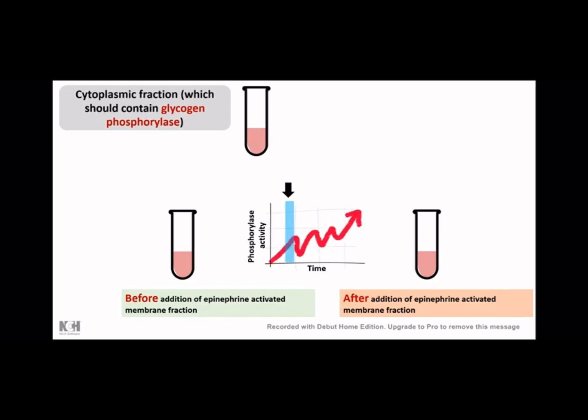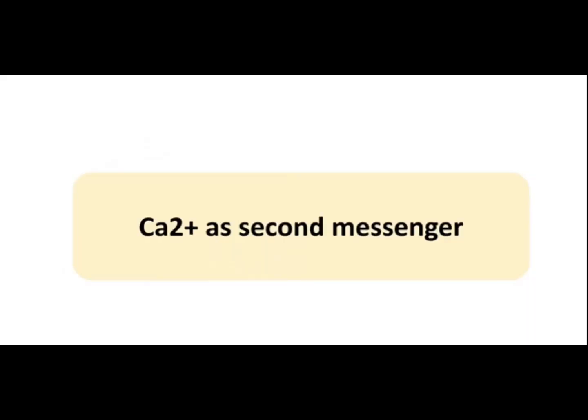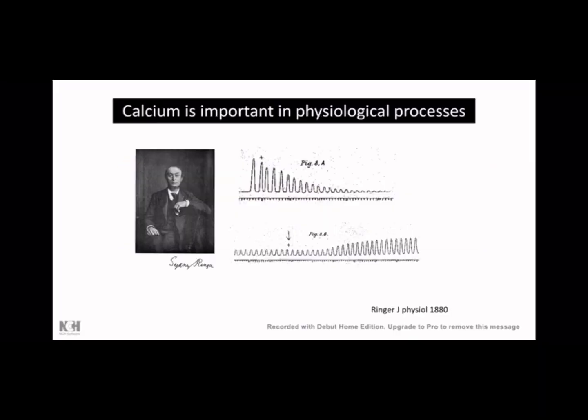So what could this relay molecule be? Pause the video for a while and think. Okay, so it turned out to be our cAMP. Now we know when we have a need for rapid muscle movement, adrenaline is secreted. So it's our second messenger for today, calcium.